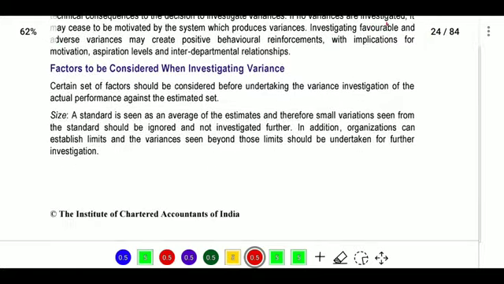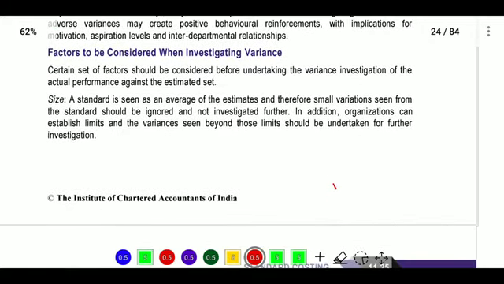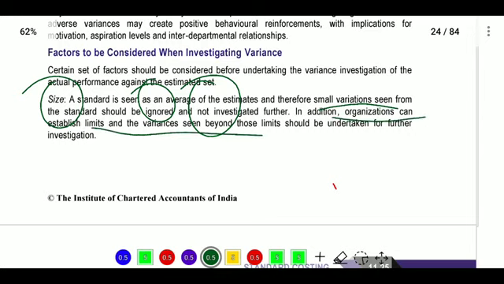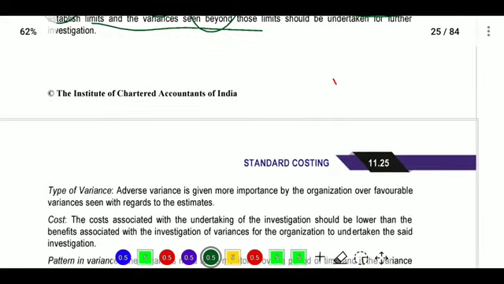Next, what are the factors to be considered when investigating variance? For example, you are appointing one person and paying 20,000, but your business is too small in size, so we will consider the size of your business. If a small variation is seen from standard, then ignore it, do not investigate. See the size of the organization and its limited establishments. What is the size of the variation? If it is a small variation, you can ignore it.